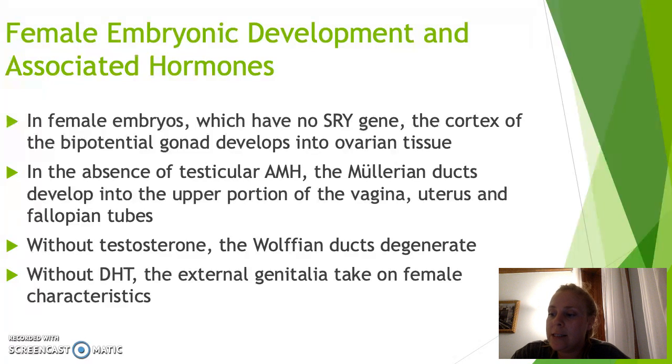In the absence of testicular AMH, the Mullerian ducts will develop into the upper portion of the vagina, the uterus, and the fallopian tubes. The fallopian tubes are also called the uterine tubes or the oviducts. Without testosterone, the Wolffian ducts degenerate. And without DHT, the external genitalia will take on the female characteristics.